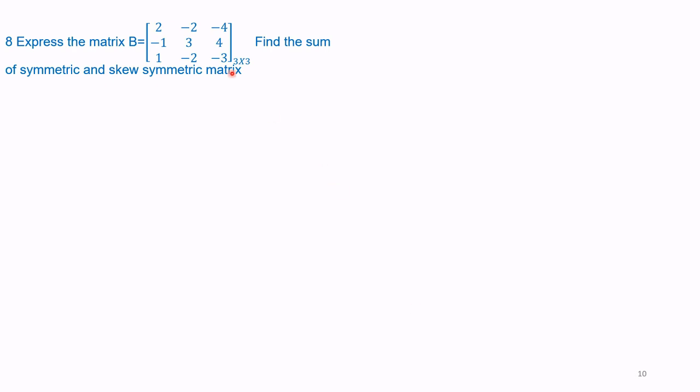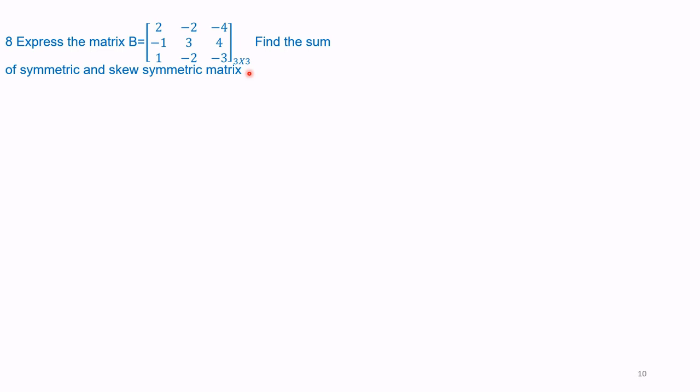Problem number 8. Express matrix B, which is 2, -2, -4; -1, 3, 4; 1, -2, -3, as the sum of a symmetric and a skew symmetric matrix.